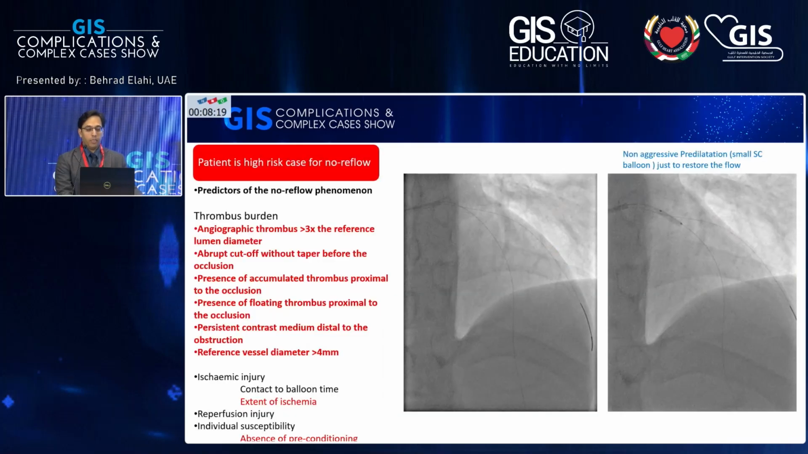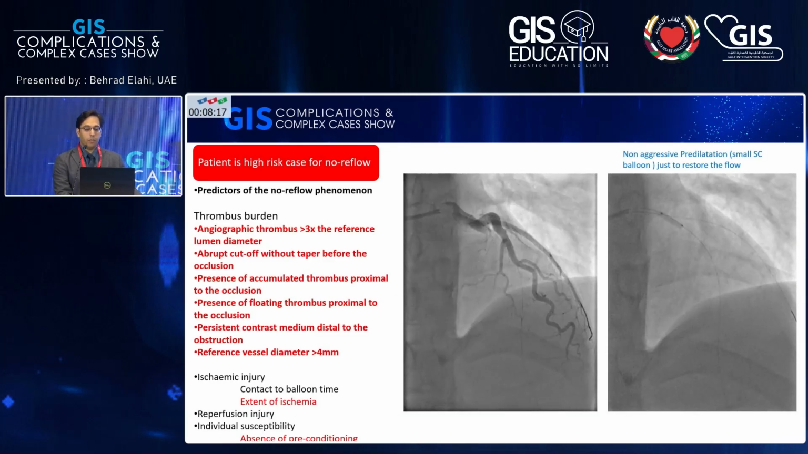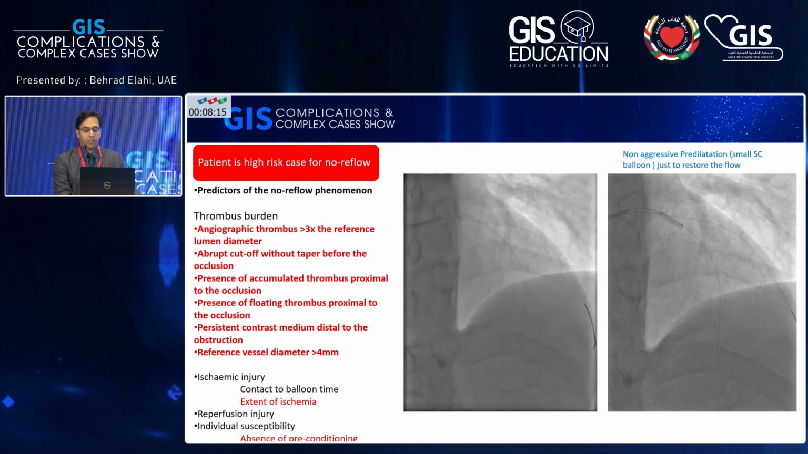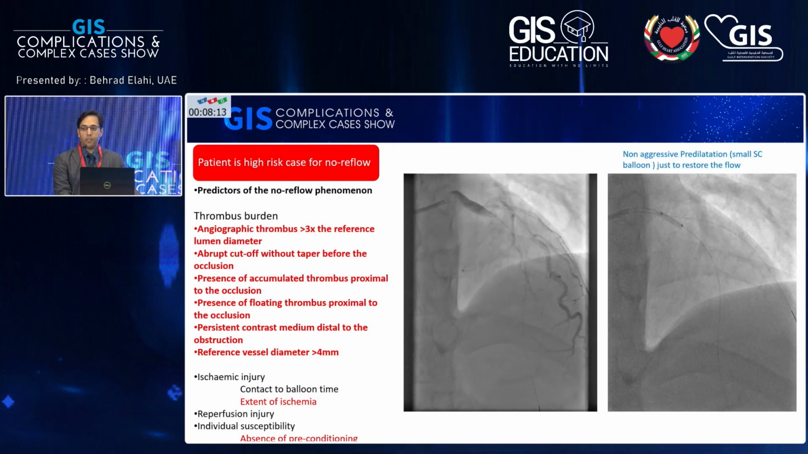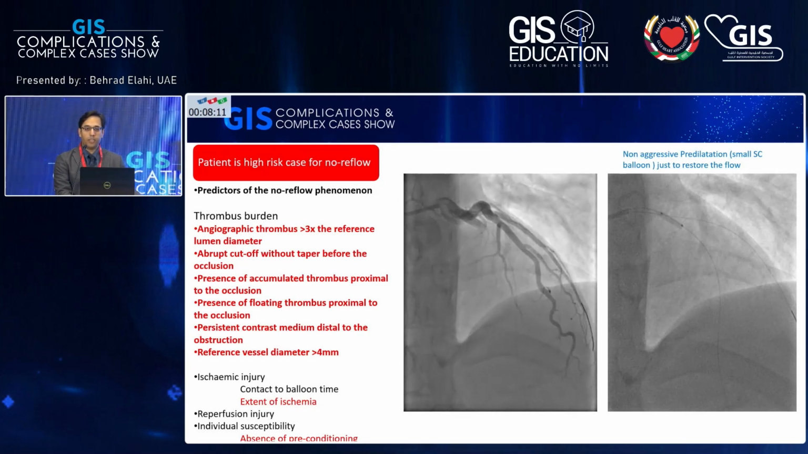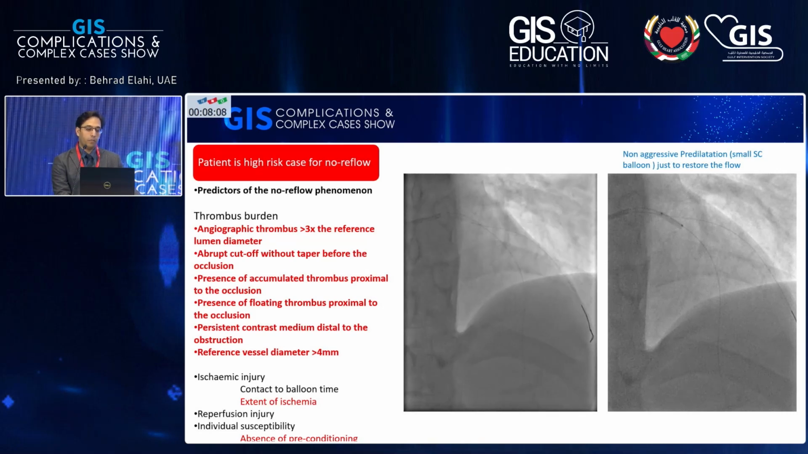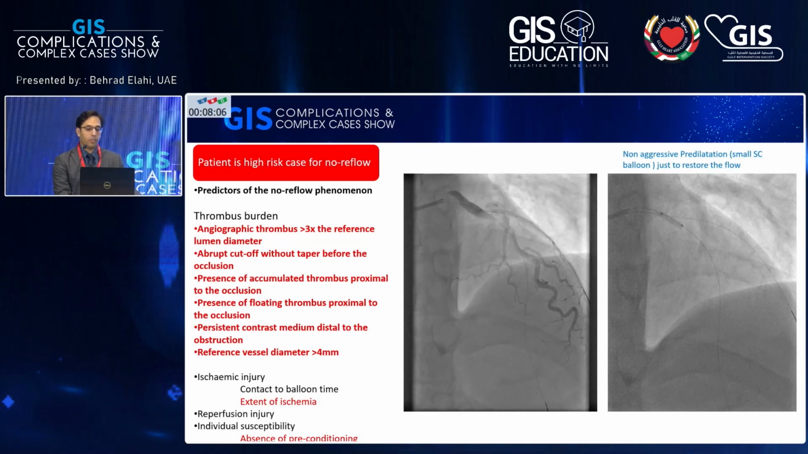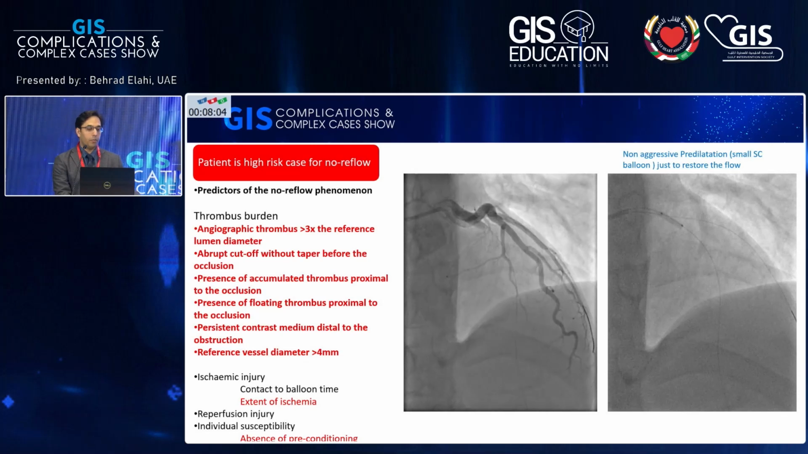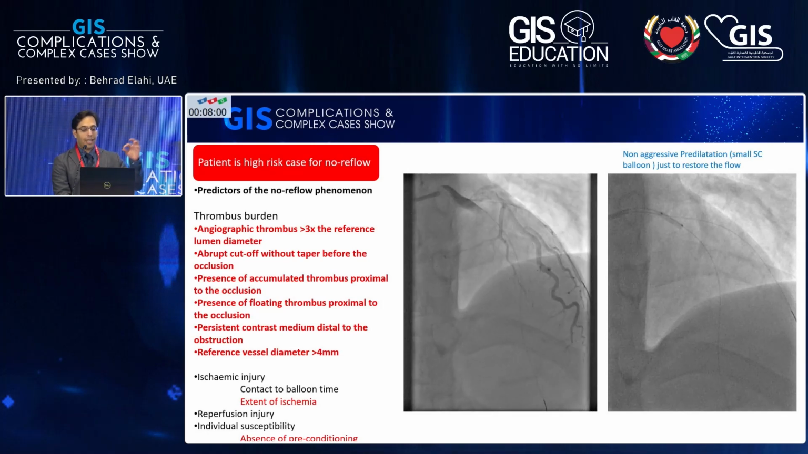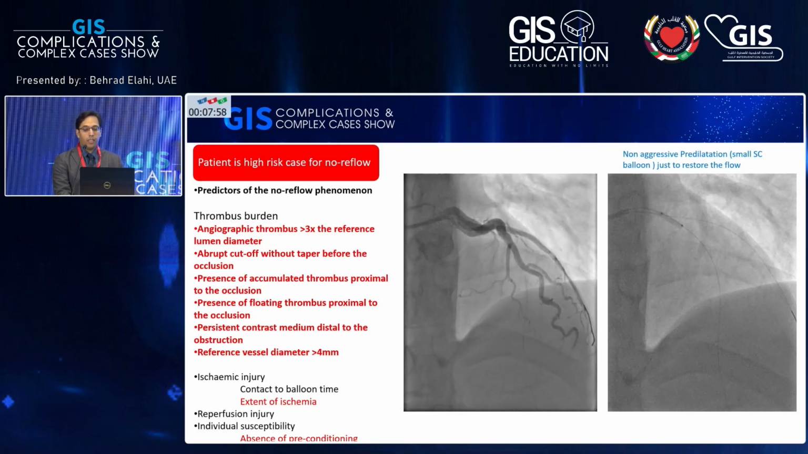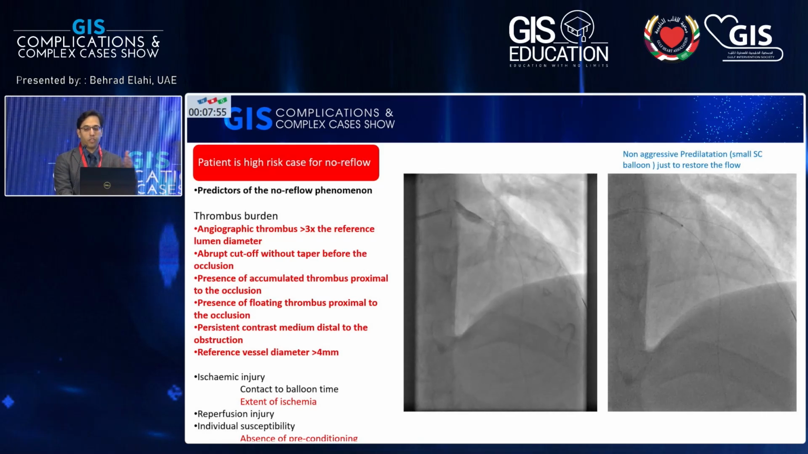Here, for me, the case was important because, for the beginning, this patient is a very young guy, and he already has all the risk factors and the predictors of having a no-reflow phenomenon. First of all, the angiographic thrombus is more than 3 times of the luminal diameter. There's an abrupt cut of the LAD, and the occlusion doesn't have any beak. And there's also accumulated thrombus before the site of the occlusion.